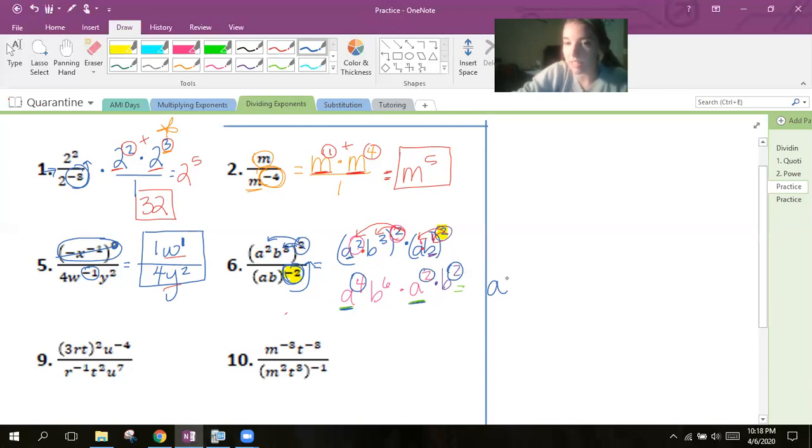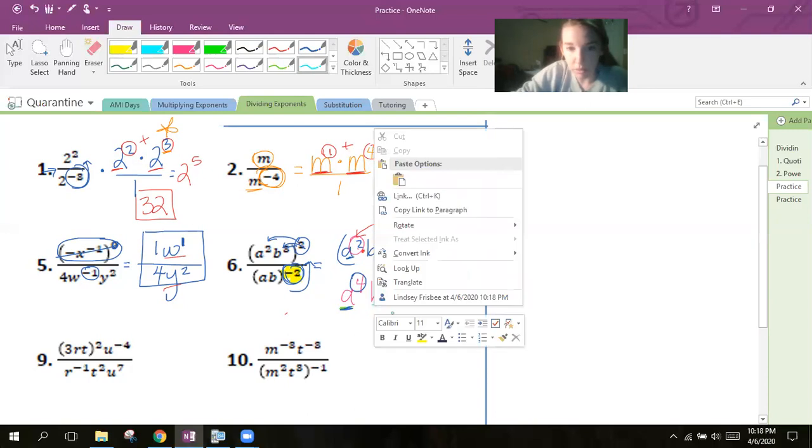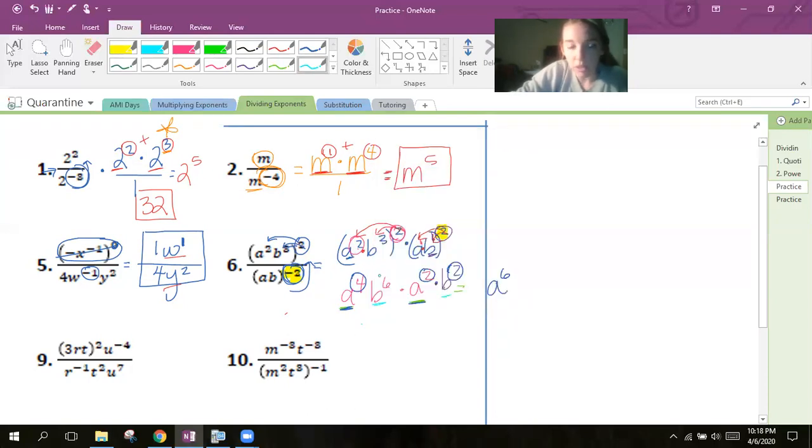So it'll be a to the sixth power. All right, and then I have b and b, so I'm going to take those exponents and add them together. So that would be b to the 8. Okay, and that would be your final answer.